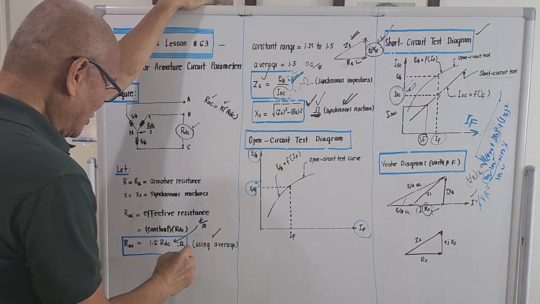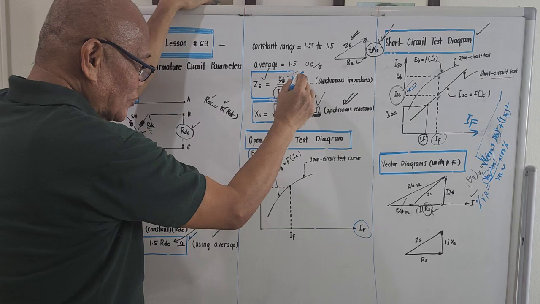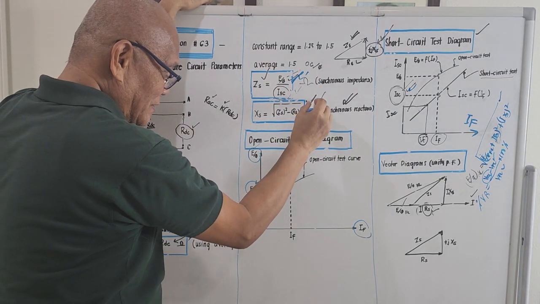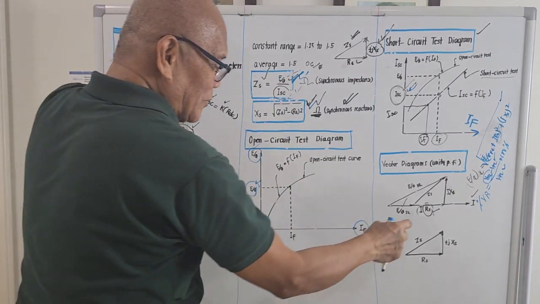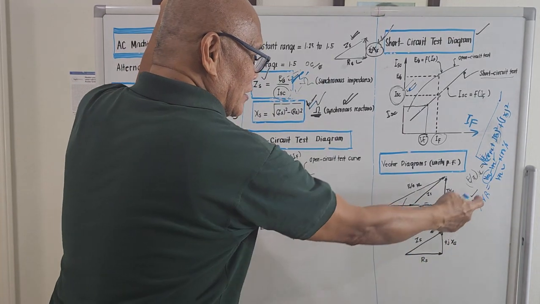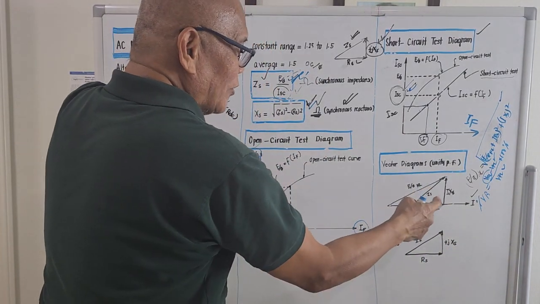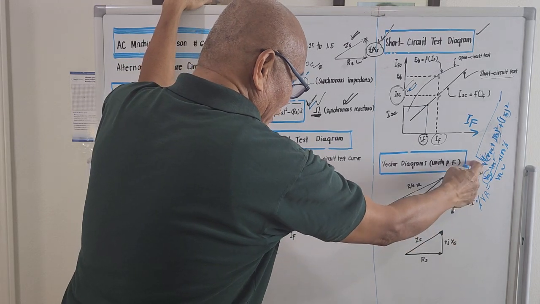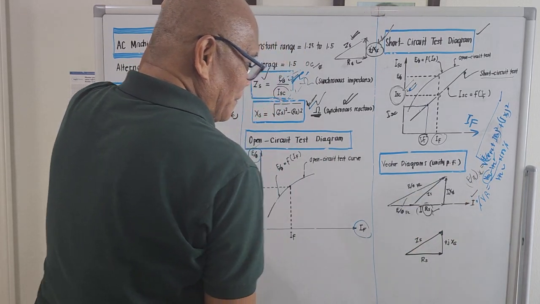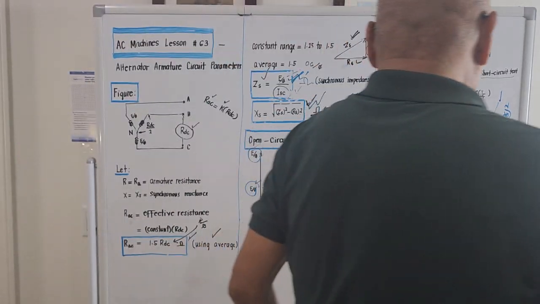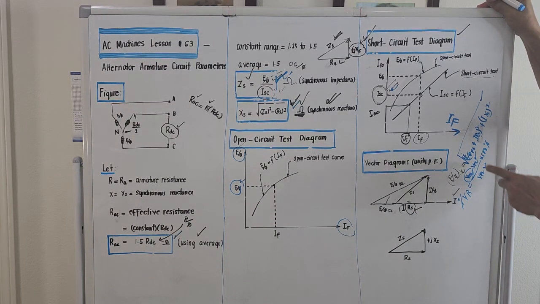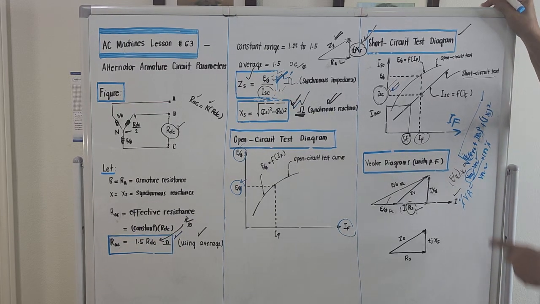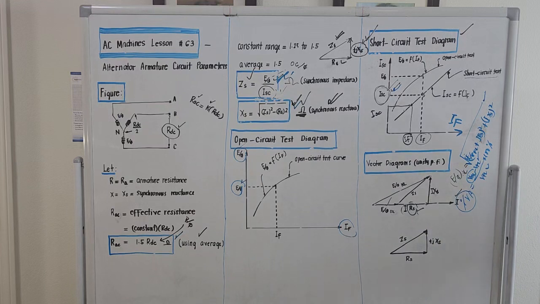We now know Z sub S, so we could compute for X sub S. If we know the short circuit current, we just multiply that by the values R sub S and X sub S. Using the Pythagoras principle, we could compute for the no load voltage per phase. And in the computation of the percent voltage regulation, like what I said, it should be the no load voltage minus the full load voltage over the full load voltage times 100%. And that's the percent voltage regulation.